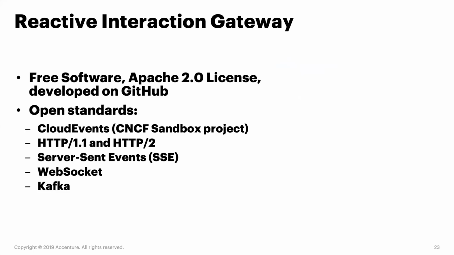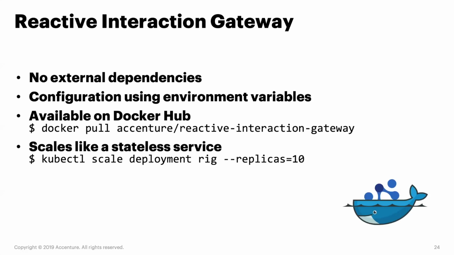Here is a summary of the licenses and standards we use in the project. I've mentioned all of them, so I'll go to the next slide. RIG doesn't have any external dependencies, so it's very easy to run. Basically, it can be operated like a stateless service. All configuration options are exposed via environment variables, and the Docker image is available on Docker Hub under the Accenture Reactive Interaction Gateway repository.